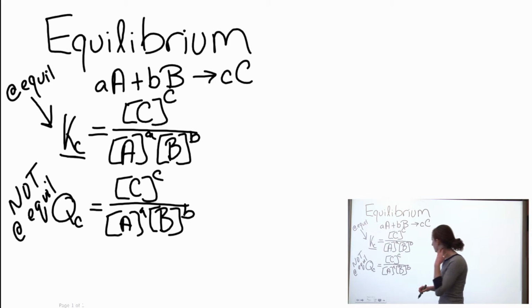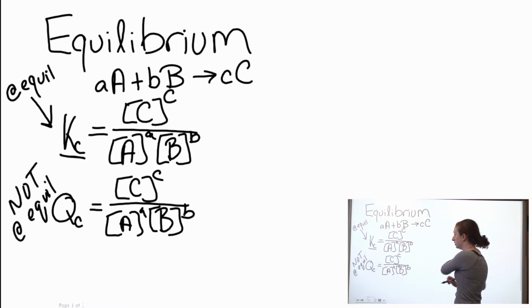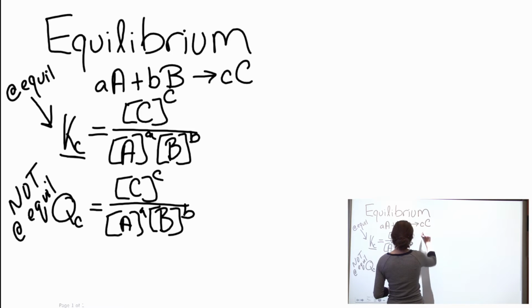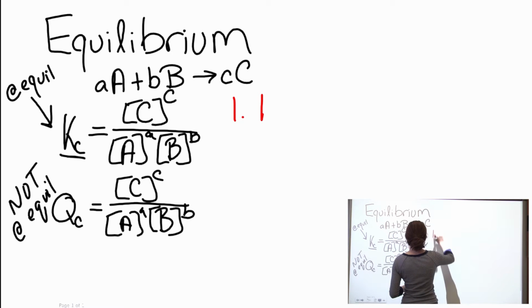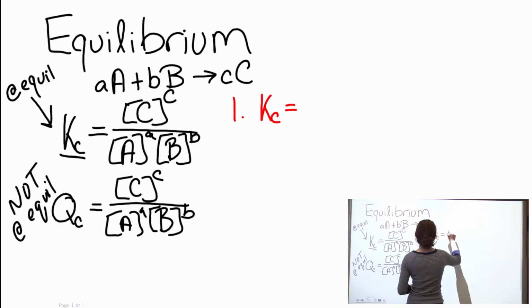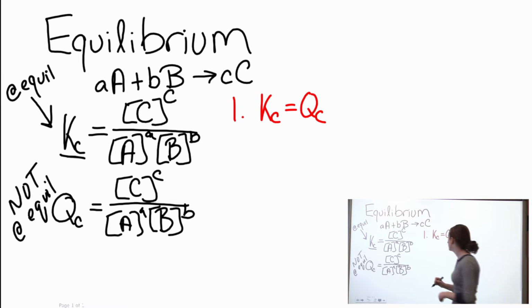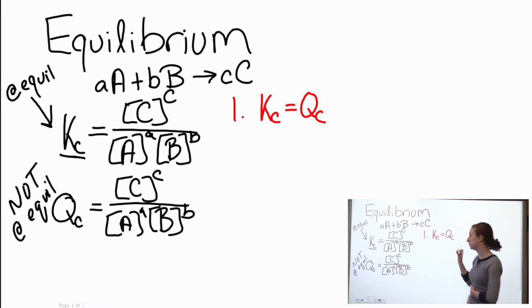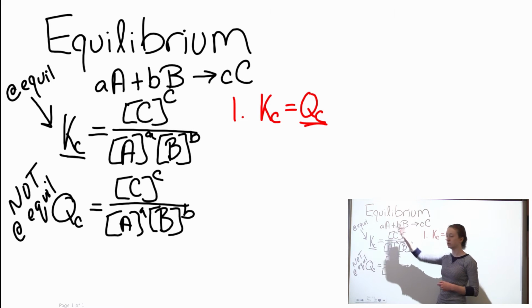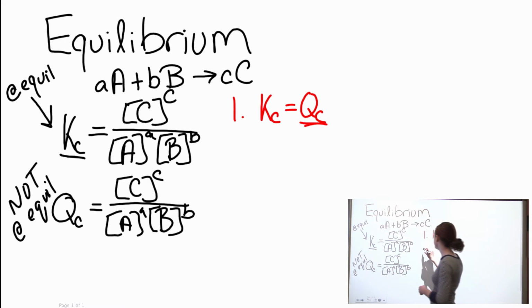So then, if you already know your K sub C value and you calculate your Q sub C value, you can get a couple different scenarios. Number one is where K sub C equals Q sub C. In that case, that means that the concentrations you've observed in order to calculate this value are the exact same concentrations that you'll have when this reaction is in equilibrium.